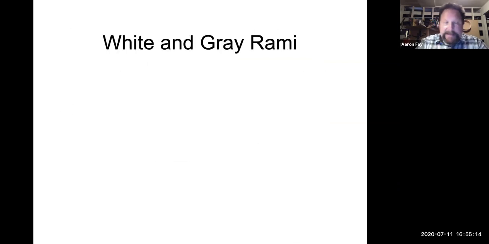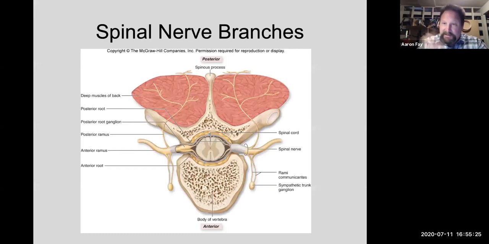Okay, now we need to talk about gray and white rami. These are two specific structures, part of a structure that I mentioned before called the rami communicans. So remember last chapter, I showed you this slide and I said we're going to come back to it because there was some stuff going on down here with the autonomic nervous system. Well, we have arrived at that point.